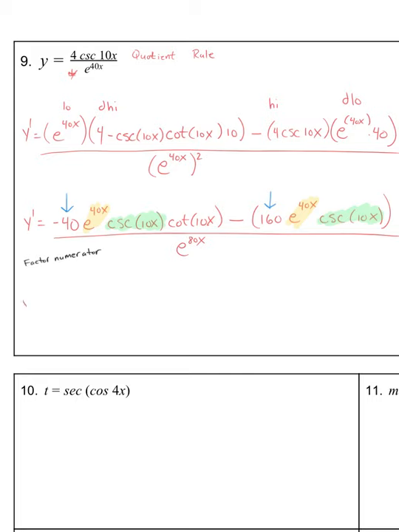So we put the common factors out front. I'm going to factor out a 40. I'm going to factor out an e to the 40x. And I'm going to factor out a cosecant of 10x. And then I'm going to rewrite that binomial. All right, so when we're pulling out common factors, we divide. If I divide this term by my common factors, negative 40 divided by 40 gives me a negative 1 out front. The e to the 40x's are going to cancel out. The cosecant of 10x's are going to cancel out. I'm left with a cotangent of 10x.